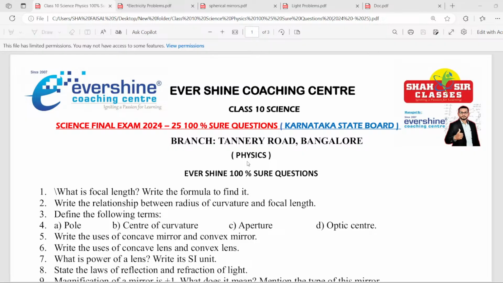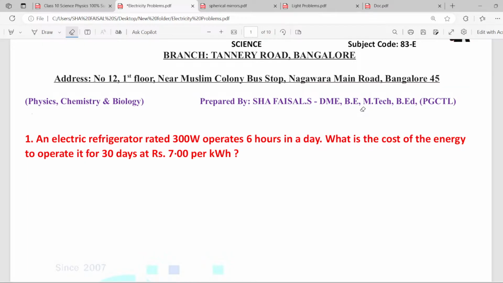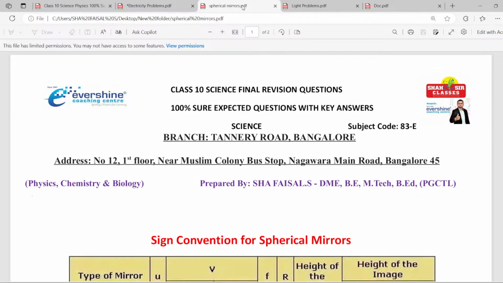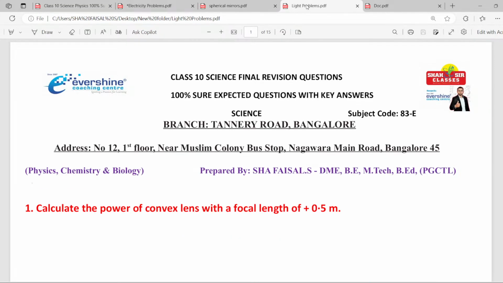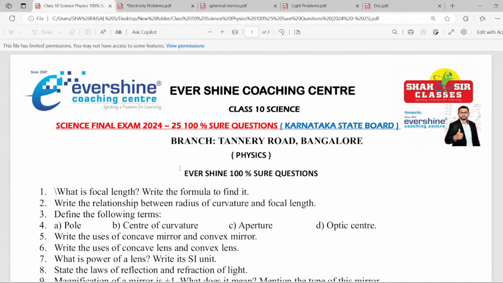So today I am going to deal with this. As you can see, we are going to discuss which are the 100% sure questions from the physics part, and then we solve the problems related to the chapter electricity, and then we will discuss the sign conventions from the chapter light. If you understand these sign conventions, then only it will be helpful for you to solve the numericals. Then we start solving the numericals of the chapter light. So this is the agenda of this session. Hope it will be helpful for you all.